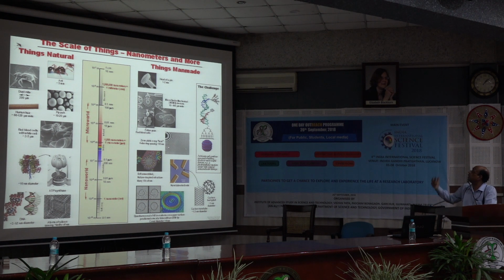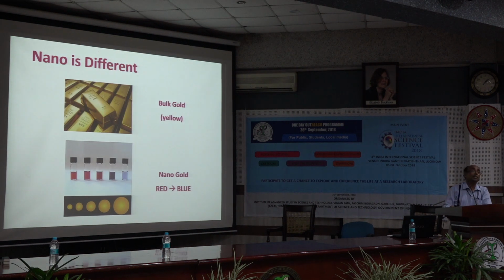Whereas in the man-made portion, some self-assembled nature-inspired structures may be obtained in the tens of nanometers, then nanotube electrodes and carbon nanotubes which are in the range of 1 to 10 nanometers. Why is nano different? Why are people doing research on nano? It is totally different from the bulk material.